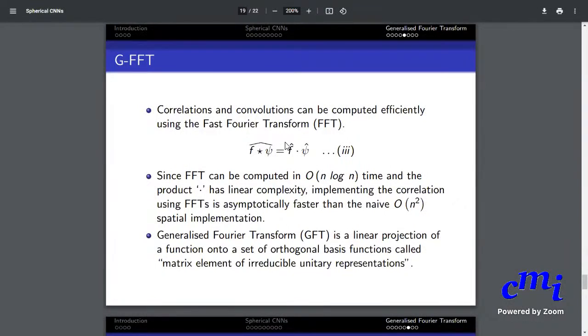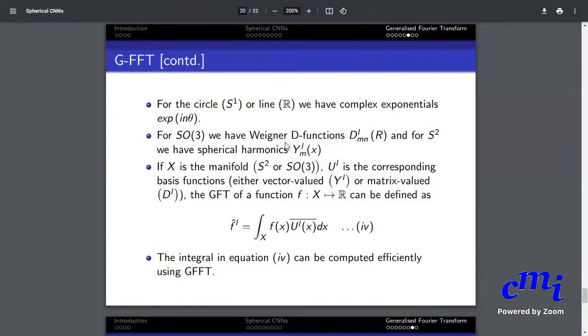We basically have to take our function and project it over these spherical harmonics that we have shown in the previous slides. In the case of spheres, these bases are called spherical harmonics, but in the case of SO3, which is the rotation group, we call them the Wigner D functions. The Fourier transform is simply the projection of any function over this basis. That's how we define the Fourier transformation in this particular domain.